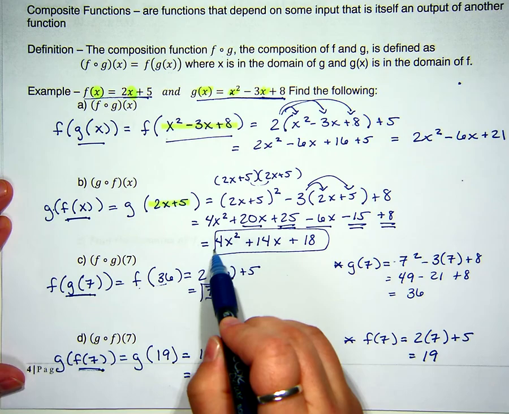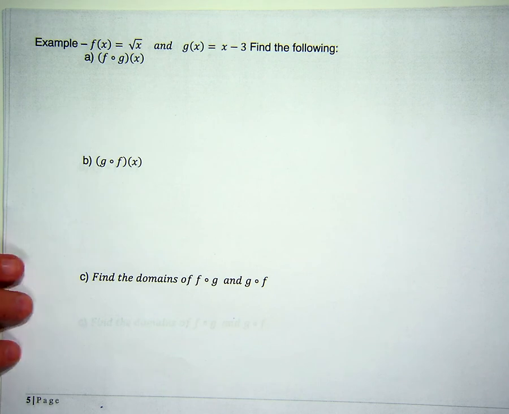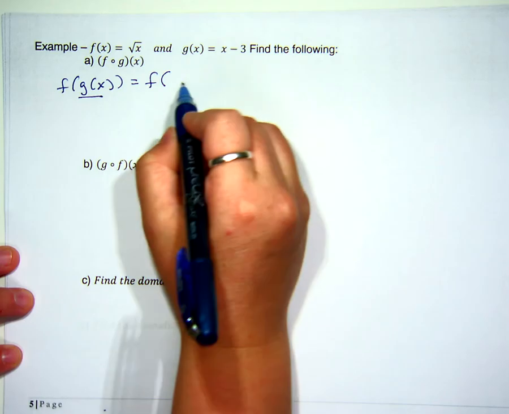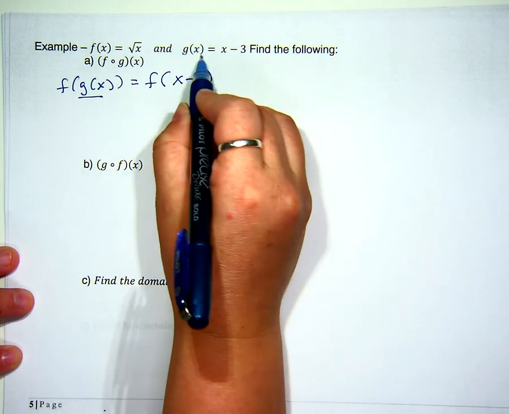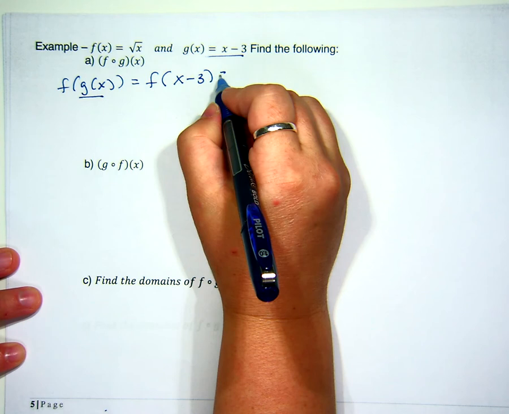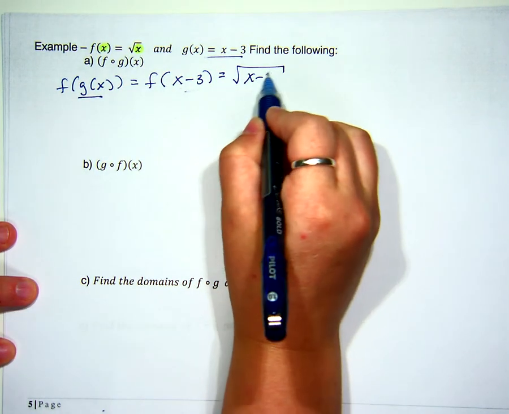Let's look at a couple more examples. We want to find the following. F of g of x. G of x is x minus 3. This is an evaluate where I'm going to replace my x in my f function with x minus 3. So I have the root of x minus 3.